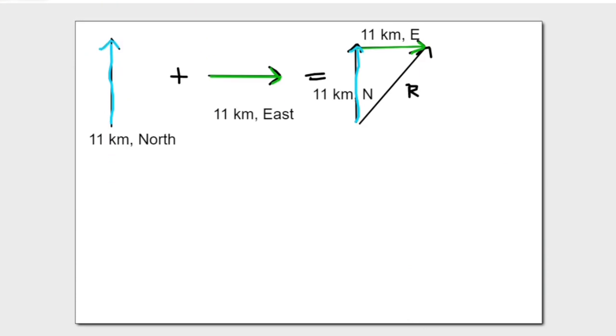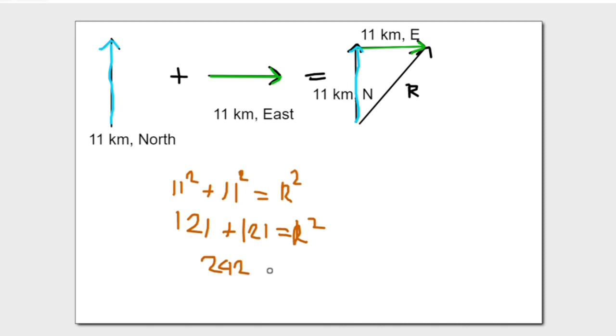First off, we know that vectors oriented at right angles to one another can be added together using the Pythagorean theorem. Here's an example. Two displacement vectors with magnitude and direction of 11 kilometers, one north and one east, can be added together to produce a resultant vector that is directed both north and east.